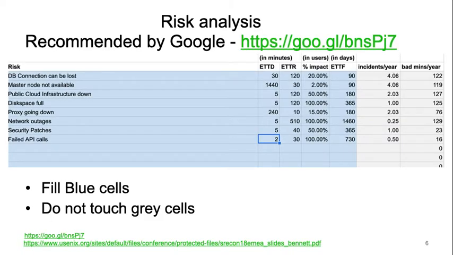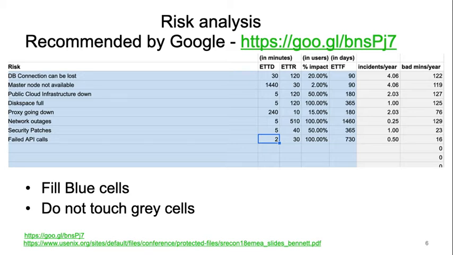Now, how do we make use of them? This is what Google recommends. The sheet that I am explaining here is available at the URL mentioned, a sample sheet by Google. So you can take it from there in case you wish to experiment with this. You take a service and list out all the risks involved in that service. The data used here are all representational, just an example, such as DB connection lost, disk space full, network outages, security patches.